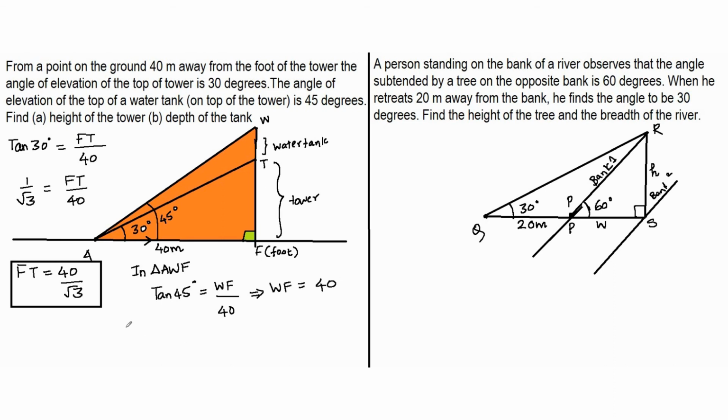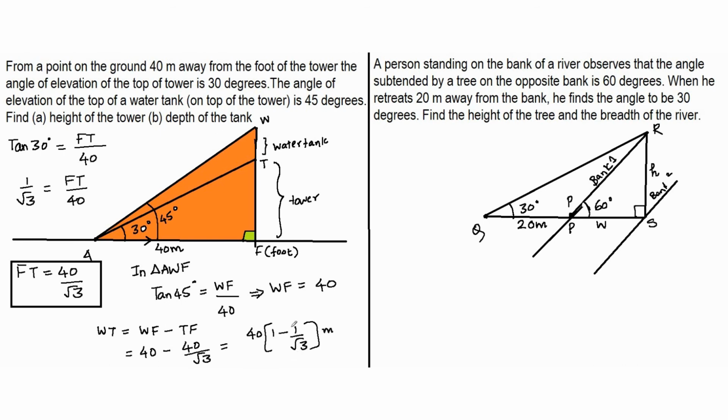Now if I want to find the height of the water tank, WT will be found out as WF minus TF. Now WF is 40 and TF is 40 upon root 3, and therefore this can be calculated as 40 times 1 minus 1 by root 3.